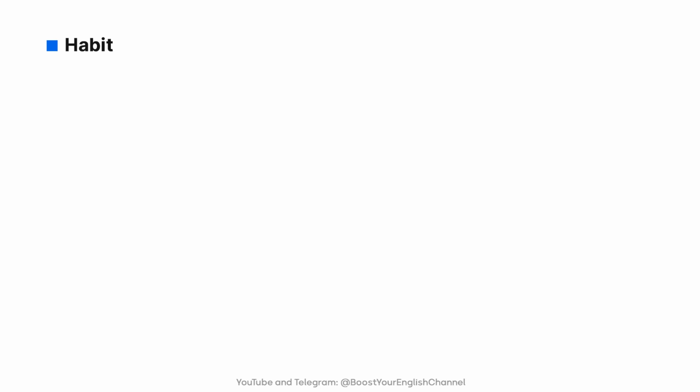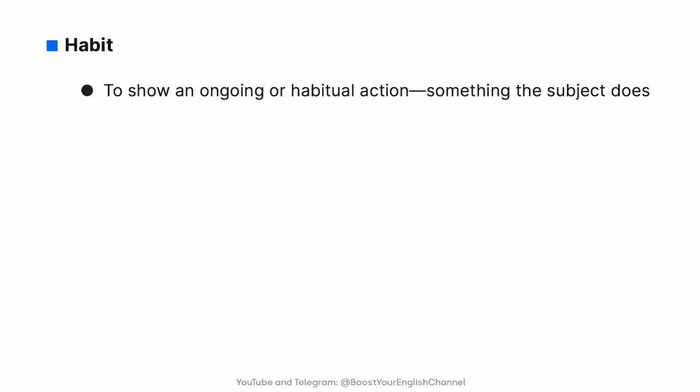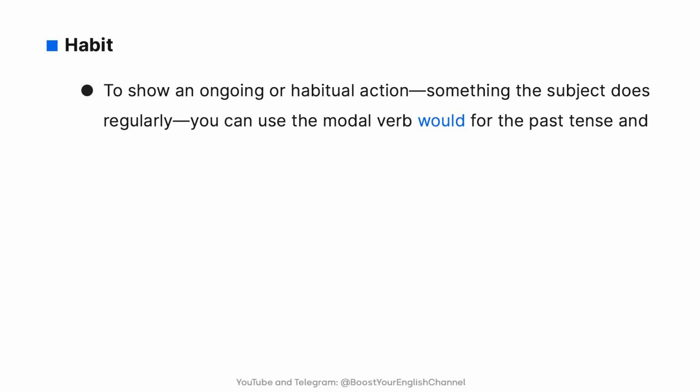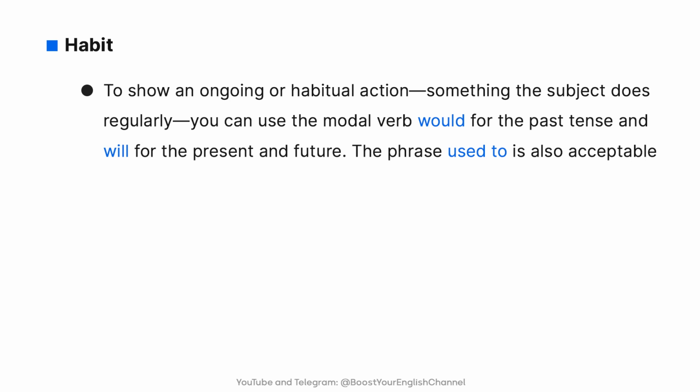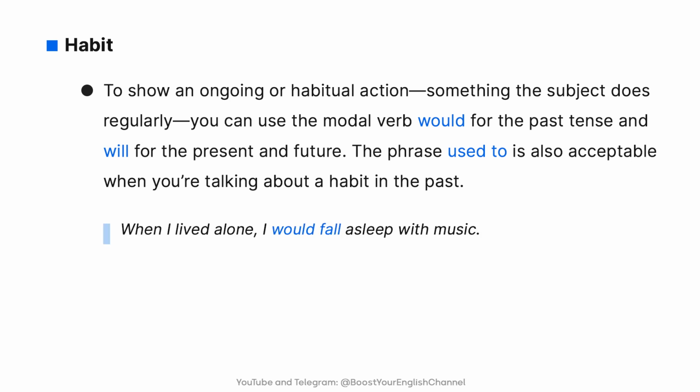Habit. To show an ongoing or habitual action, something the subject does regularly, you can use the modal verb would for the past tense and will for the present and future. The phrase used to is also acceptable when you're talking about a habit in the past. When I lived alone, I would fall asleep with music. I will arrive early to every meeting and leave late.